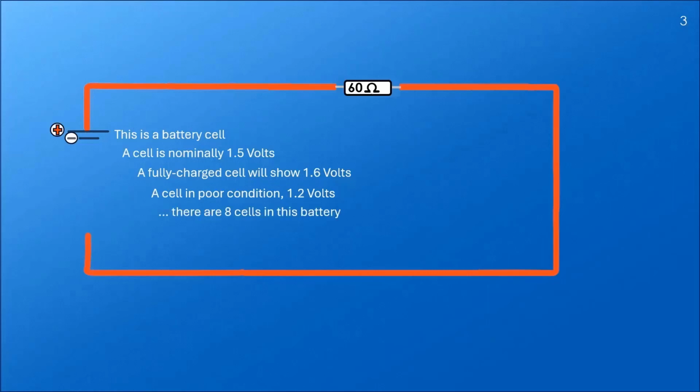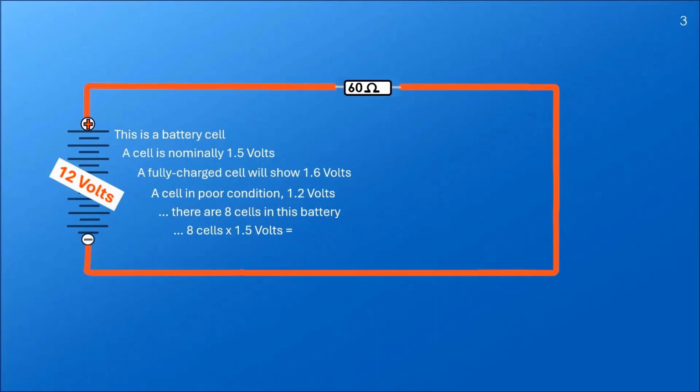There are 8 cells in this battery. Let's put the other 7 in. 2, 3, 4, 5, 6, 7 and 8. The negative terminal is now here and the positive here. So 8 cells times 1.5 volts equals 12 volts. This is a 12 volt battery, standard for the intruder alarm industry.